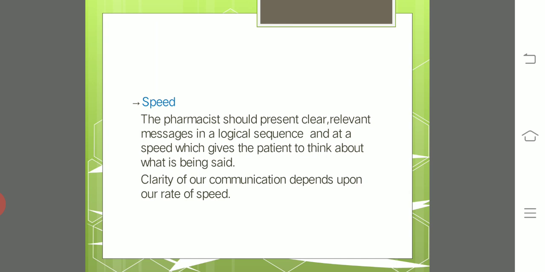Next one is speed. The clarity of our communication depends upon our rate of speech. The pharmacist should present clear, relevant messages in a logical sequence and at a speed which gives the patient time to think about what is being said.